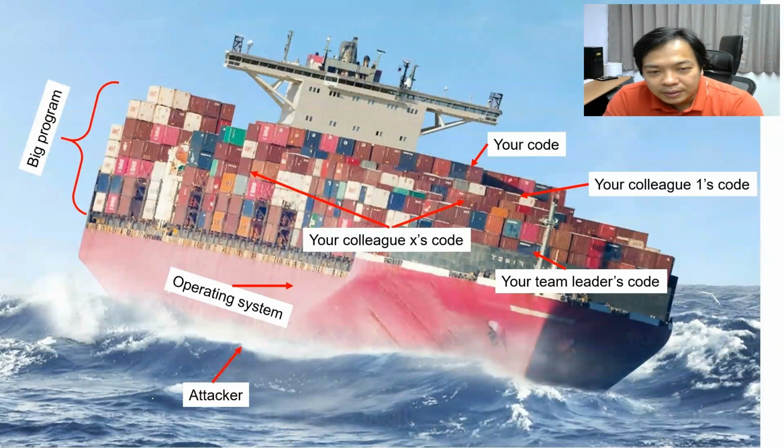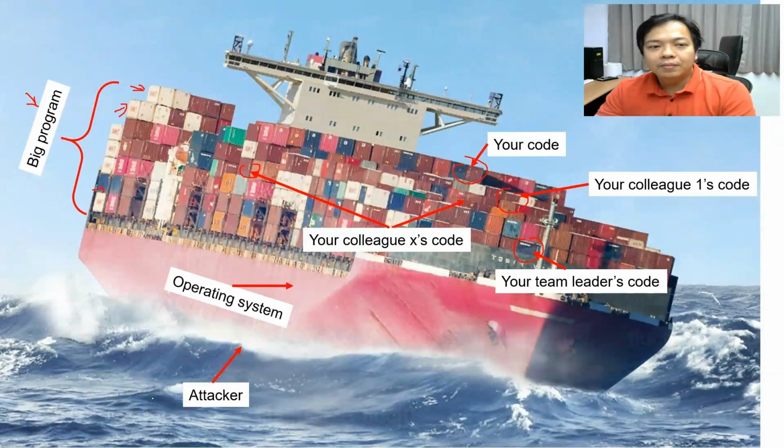Or this one is a more visual example. You have a very big program, and in your company you have maybe 10 or 20 colleagues, and each person will contribute different code. Each colleague's code is a different function, and the team leader's code is so different. But the program includes a lot of code, and it includes many components and many parts. So how to make sure this program works well and doesn't fall into the sea?